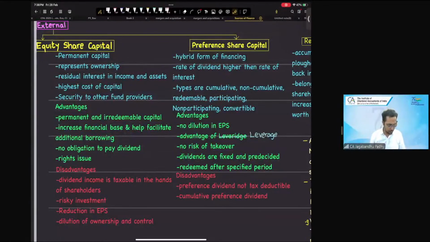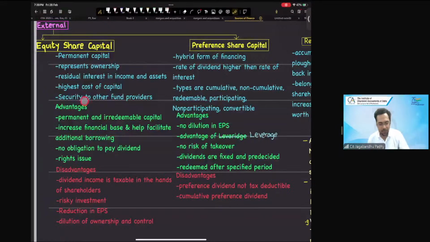Like if I ask you, you invest in a bank FD and invest in shares of a company, where would you ask for a higher rate of return? Of course, you'll be asking for a higher rate of return in case of shares. So as a shareholder, you're taking more risk and therefore you need a higher rate of return, right? So equity share capital has got the highest cost of capital, and also it provides security to other fund providers.